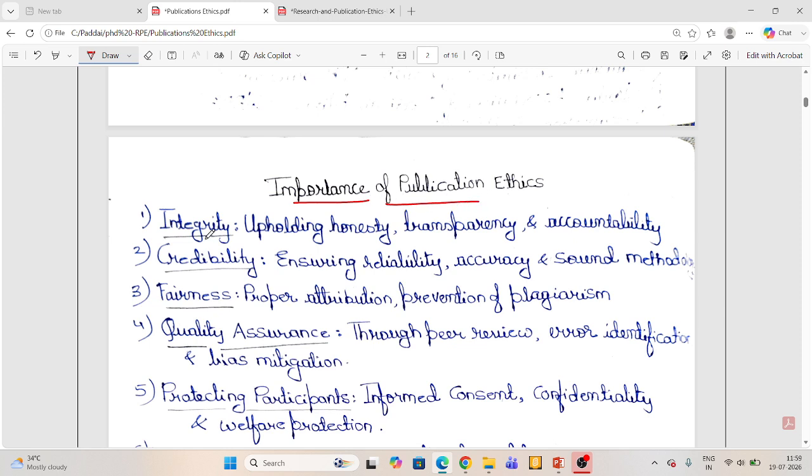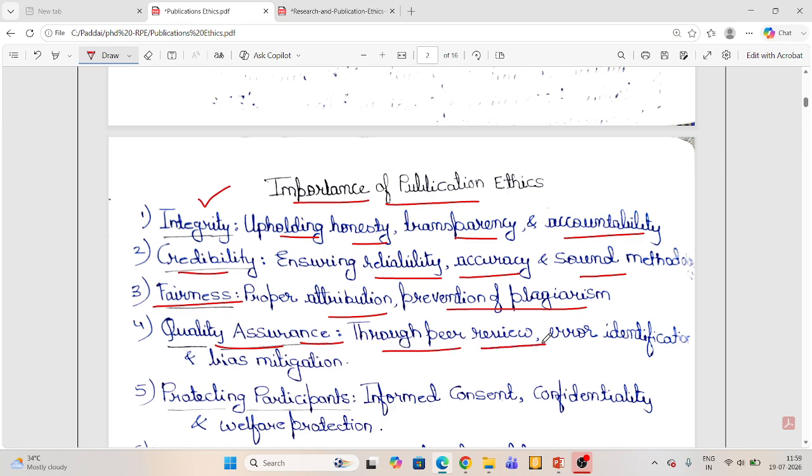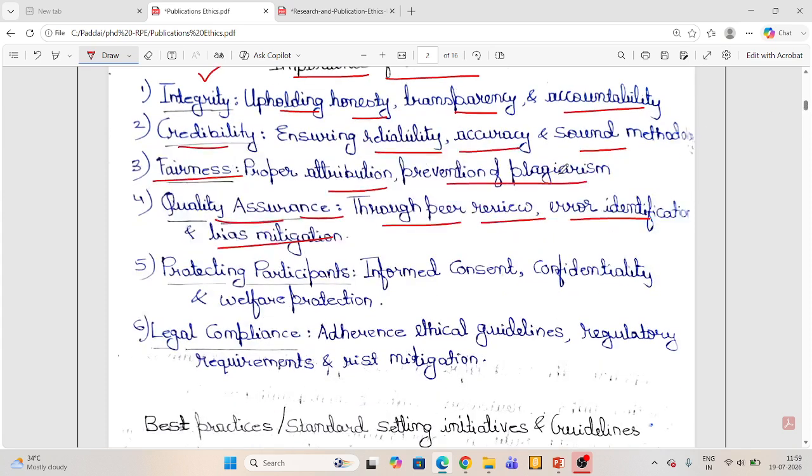Now, what is the importance? It maintains integrity, upholding honesty, transparency and accountability. Credibility ensures reliability, accuracy and sound method. Fairness means proper attribution and prevention of plagiarism. Quality assurance comes through peer review, error identification and bias mitigation. So make sure your paper or publication is peer reviewed. People who are experts in it go through your work and review it, and say yes, this work is trustable. So when you follow this publication ethic which involves peer review, it will definitely add credibility to your work.